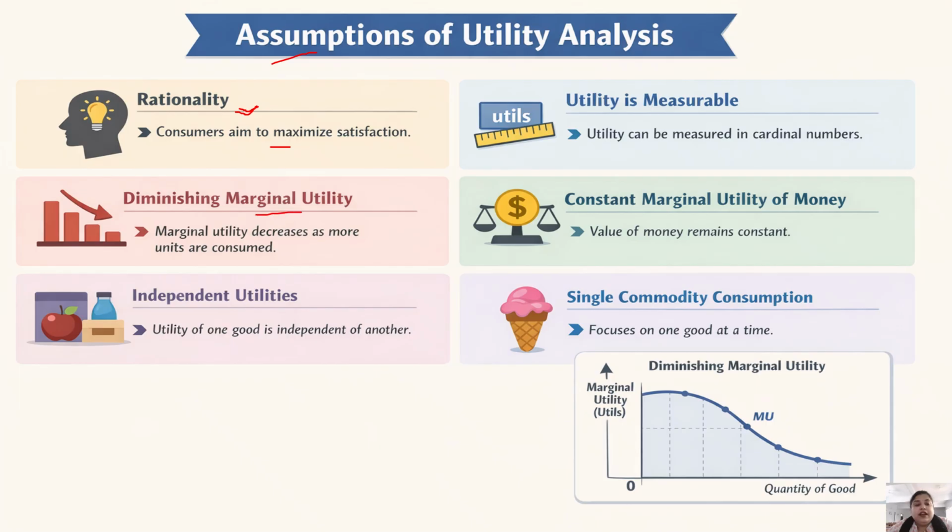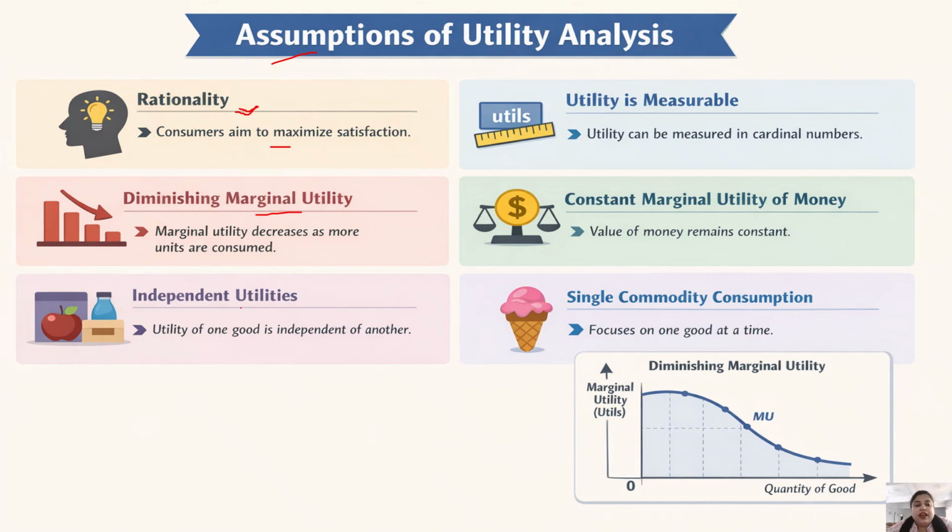The next one is diminishing marginal utility. The marginal utility decreases as more units are consumed. Diminishing marginal utility means that as more and more units of a good are consumed, after a certain point without interruption, the marginal utility tends to decrease.